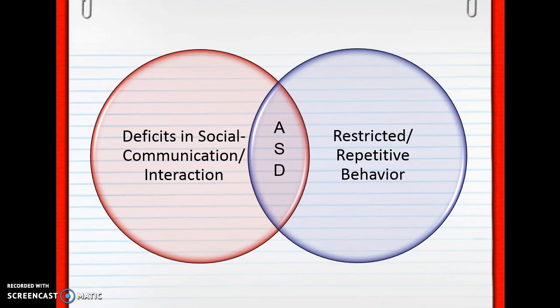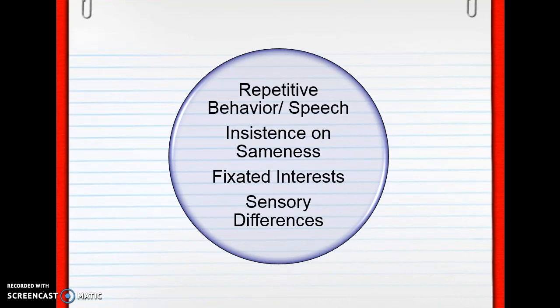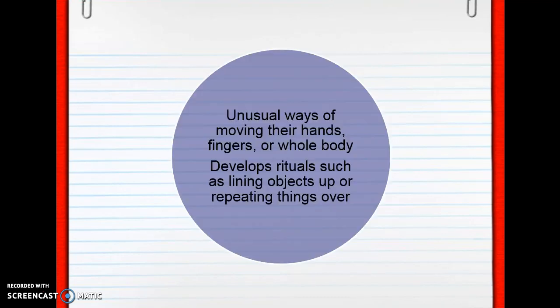Again, the areas that we have deficits in autism spectrum disorders is deficits in social communication and interaction, which we just reviewed, and restrictive repetitive behavior. Let's take a closer look at restricted repetitive behavior and what that may look like. You may see repetitive behavior in speech, an insistence on sameness, wanting the same thing over and over again, fixated interest, and sensory differences. For example, you may notice unusual ways of moving their hands, fingers, or whole body.